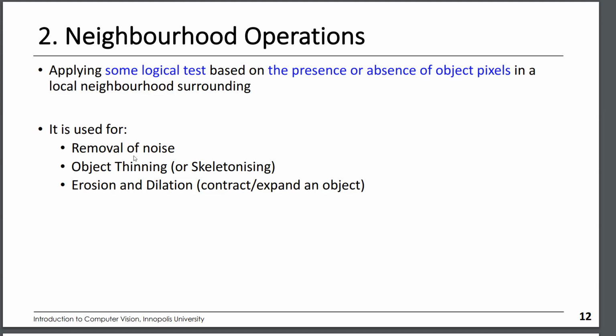What they're mainly used for is object removal, noise removal, object thickening or thinning, and erosion and dilation, so contracting and expanding an object. What does it mean to erode and dilate? Basically, let's say we have an object like this.